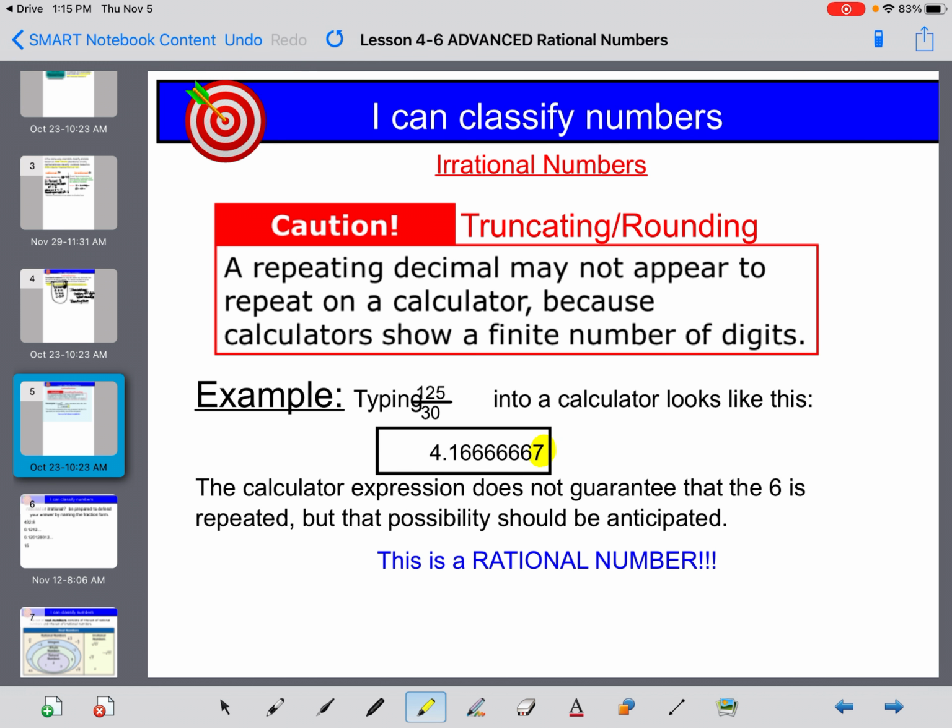So, the calculator expression does not guarantee that the 6 is repeated, but the possibility should be anticipated, and know that this is actually a rational number because it's a repeating decimal. You can also see it's rational because, right here, this is a fraction. And all fractions are rational.